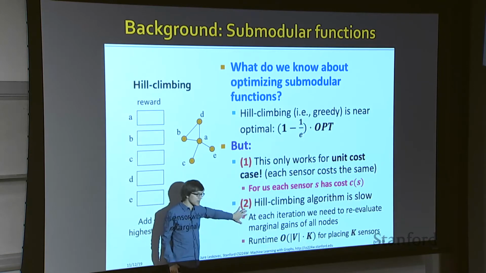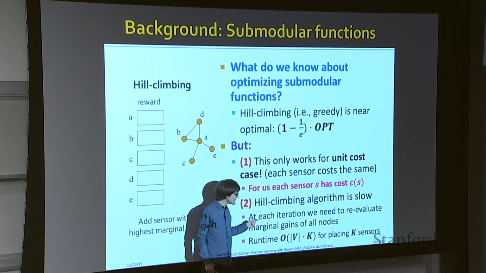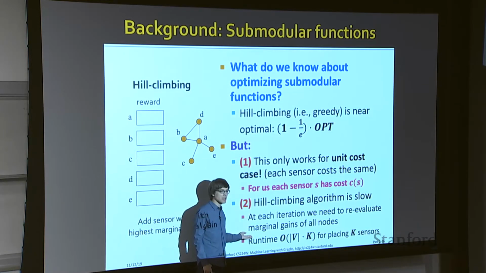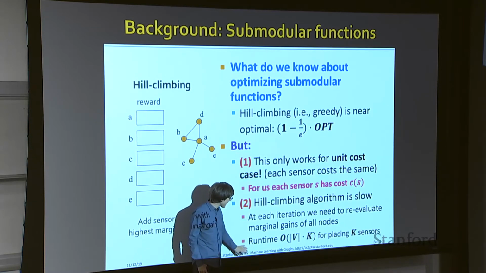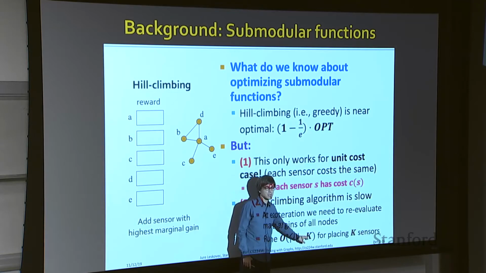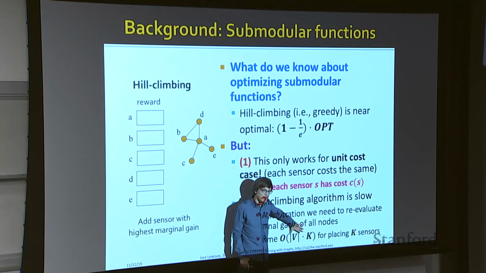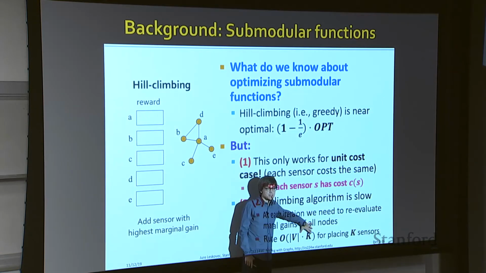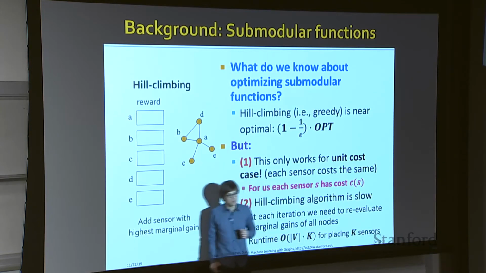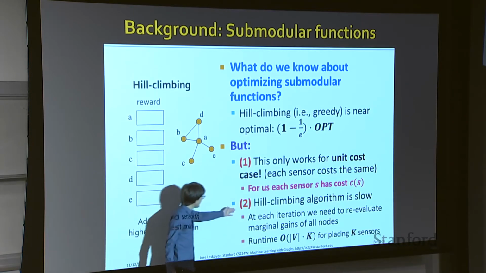And then there is a second issue, that this greedy hill climbing is actually slow. Why is it slow? Because at every iteration we need to reevaluate marginal gains of all the nodes. So the complexity to place k sensors is the number of locations times k, right? And this can be a lot. Because you can have a network with, I don't know, 1 million nodes, and you want to place 1,000 sensors, so that's 1 billion operations, right? So it's a lot. So let me try to demonstrate visually this second point, right?